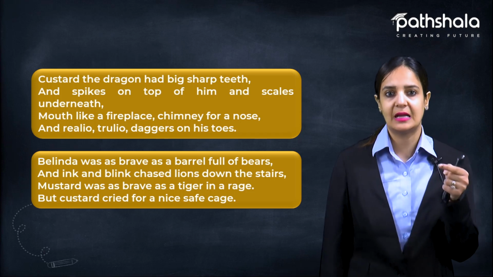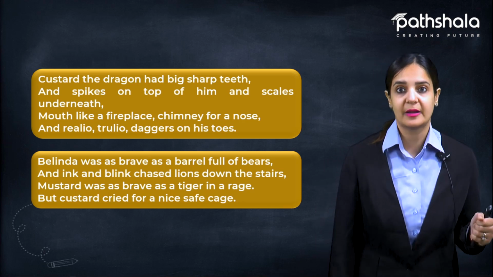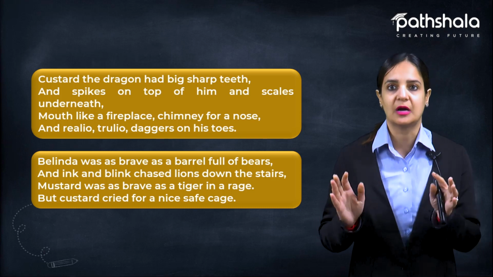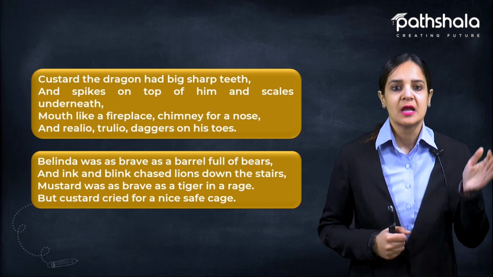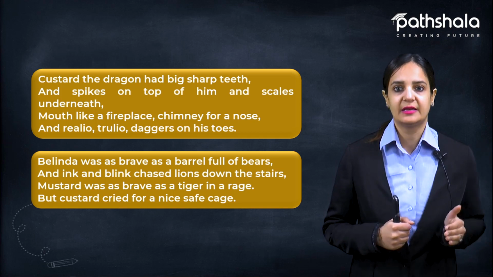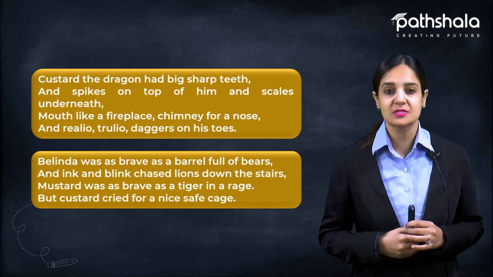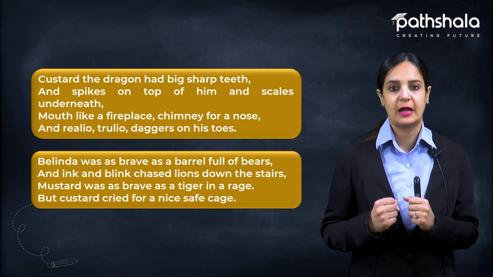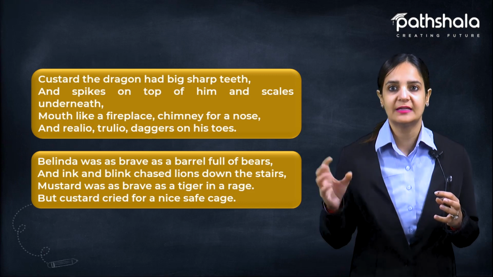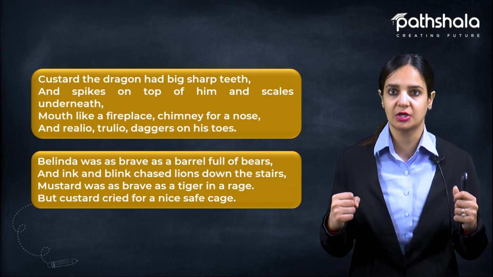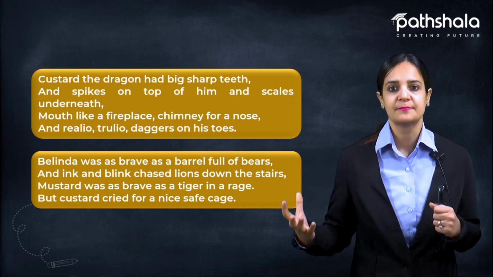Okay, both Belinda, Ink and Blink, everyone is very brave over here, and they're so brave that they're talking about their bravery, that I'm so brave that I will even chase away a lion, I'm so brave that I can shoo off a lion. So you can imagine how brave they were. Custard was as brave as a tiger in a rage. Coming to Custard, Custard was also very brave, as brave as a tiger who was full of anger. So even Custard, who was a dog, was as brave as a tiger in a rage, a tiger in a very aggressive way.